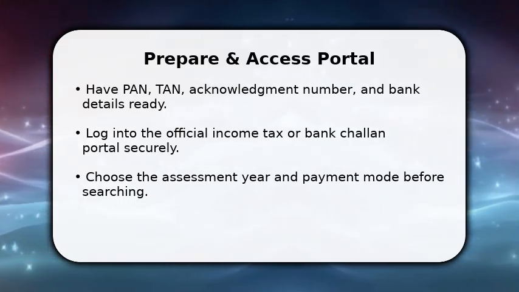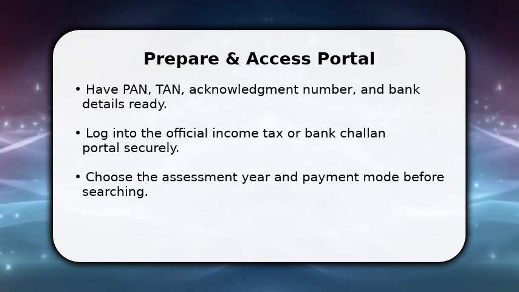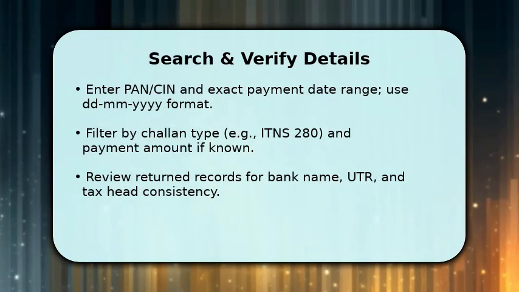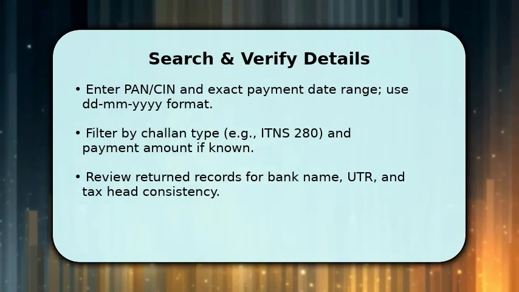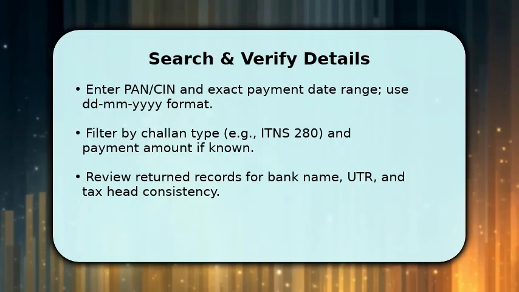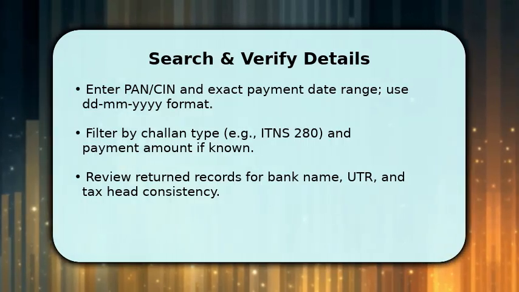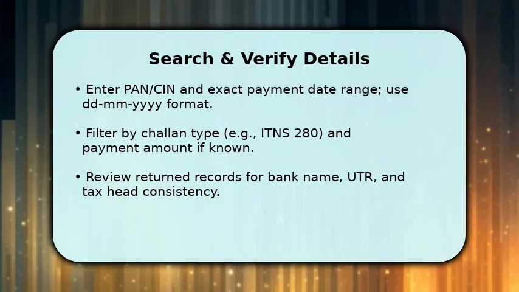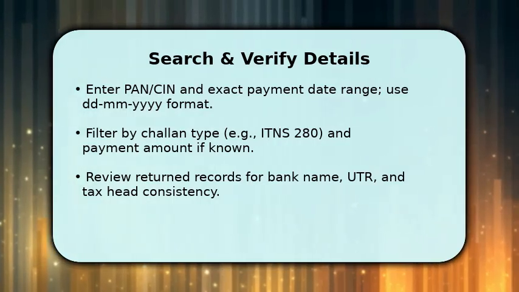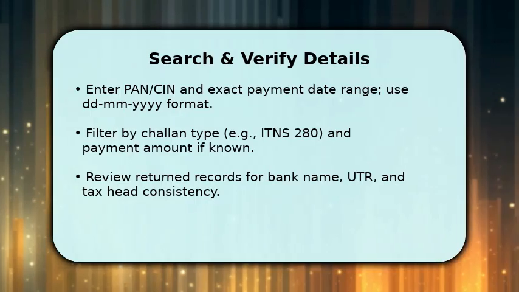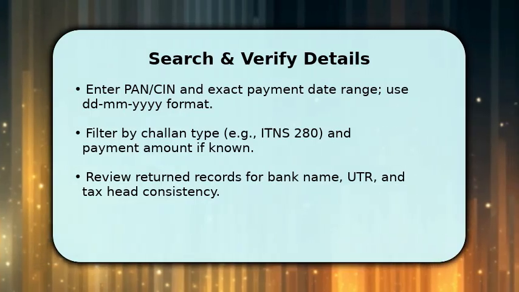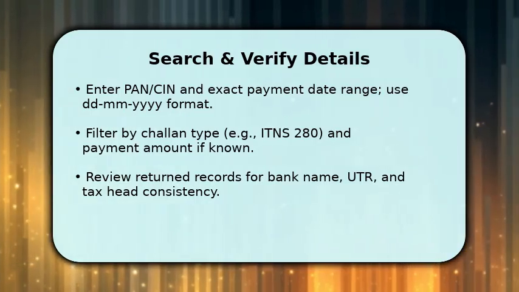Now perform a targeted search. Input PAN or CIN and restrict the date range to the likely payment window. Next, filter by Challan type such as ITNS 280 and plug in the payment amount if you remember it. This reduces false matches. Once results appear, verify bank name, UTR or transaction ID, Challan serial, and tax head.